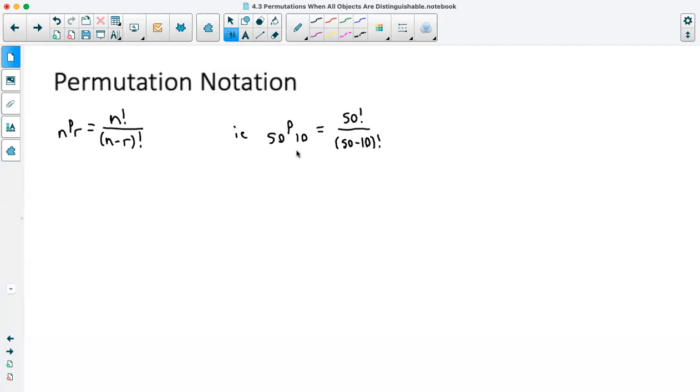Now, many calculators have this notation in them. To use this notation on a Texas Instruments calculator, typically you'll put 50 in, then go to math, go over to the right until you get the PRB menu, go down to the second option, which is nPr, and then write the 10, hit enter, and it will give us what this is equal to.